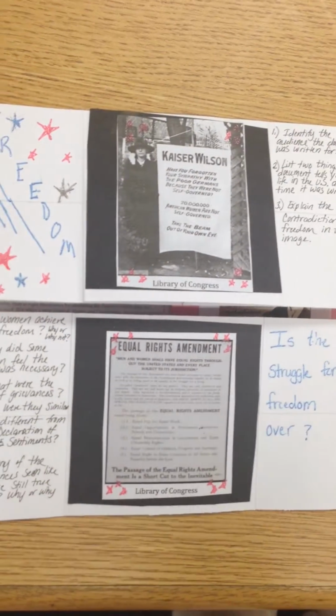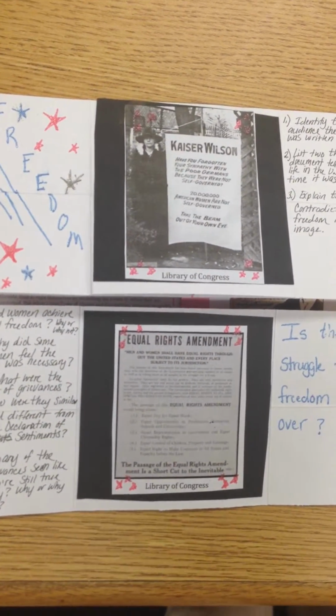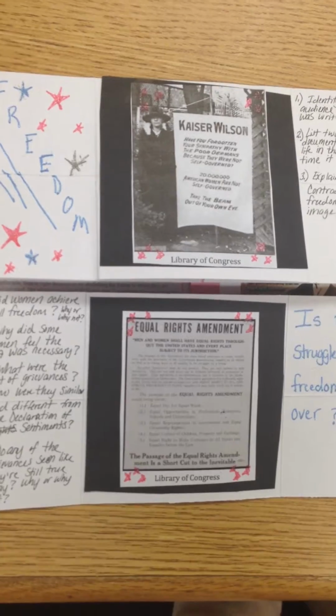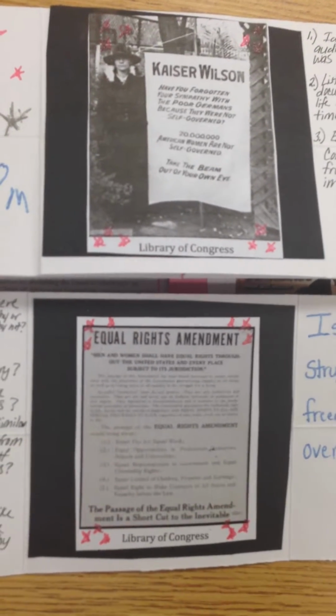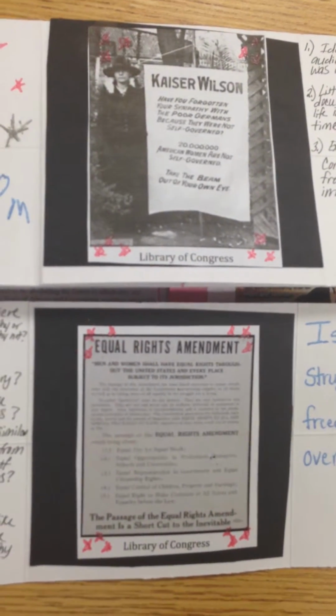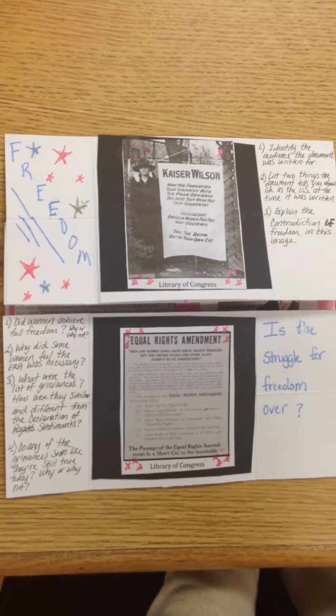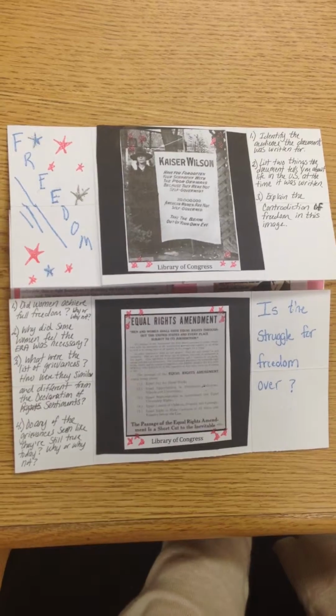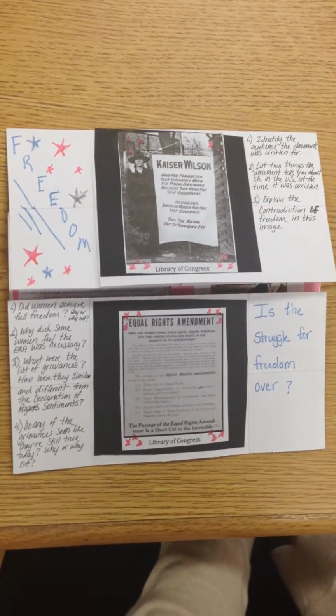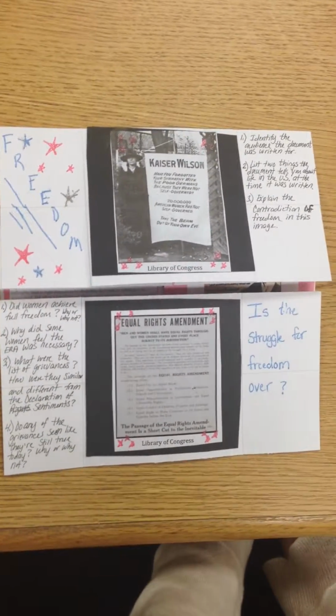On page 4, students will explain the contradiction of the freedom illustrated in the Kaiser Wilson poster. They will also analyze the list of grievances listed in the Equal Rights Amendment poster. They will compare the grievances, similarities, and differences with the Declaration of Sentiments. Students will also judge if the struggle of freedom for women still continues today.